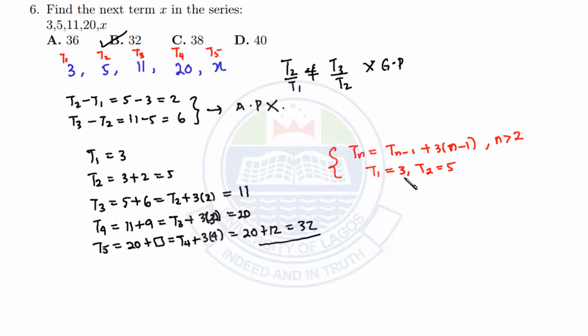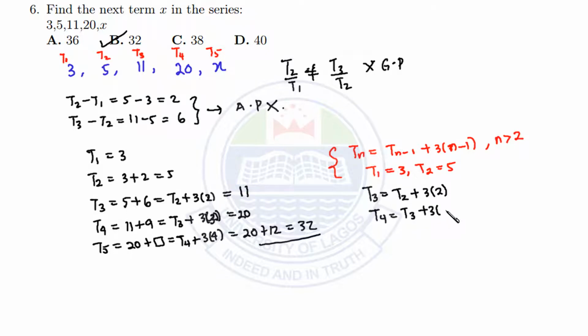For example, your T1 is 3 and your T2 is 5. So if we want to find our T3, we have t2 plus 3 times 3 minus 1, which is 2, which gives us our t3. And our t4 is what?